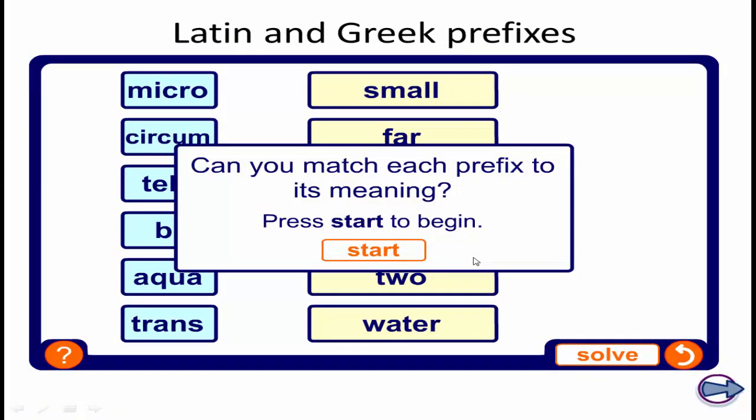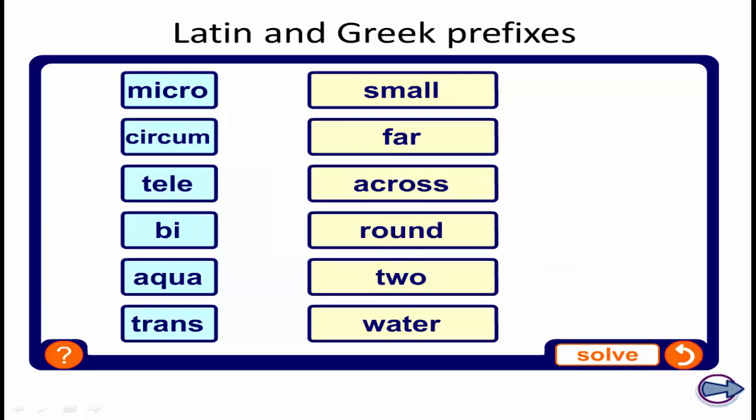Now I ask you a question. Can you match each prefix to its meaning? Let's do it together. Micro. What does micro mean? It means small. Perfect. Circum. Like circumference. It means round. Yes, you're right. What about tele?